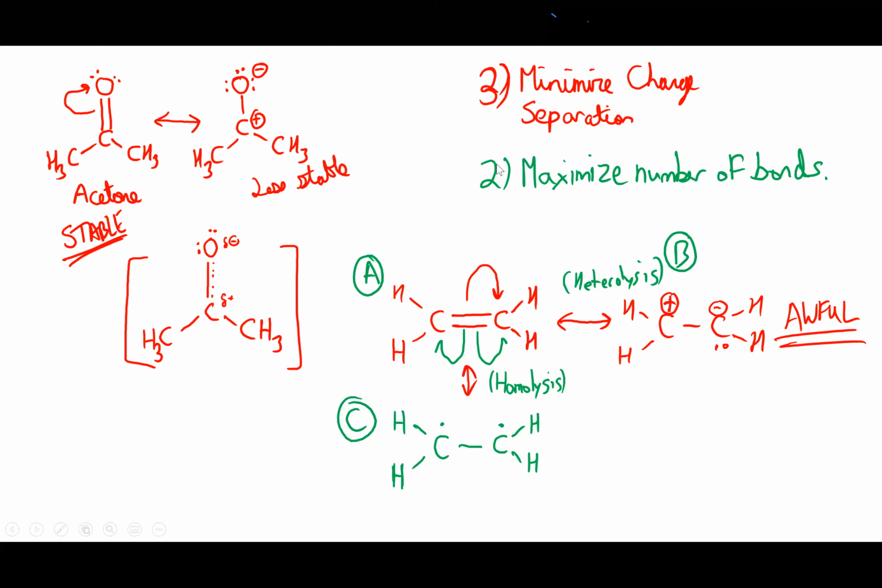Okay. Is C more stable than B? Yeah, it is. Because in C, you have the same problems with not complete octet for all atoms, but in B, you have that charge separation. And in C, you don't have that charge separation. And in both cases, you have the same number of bonds.